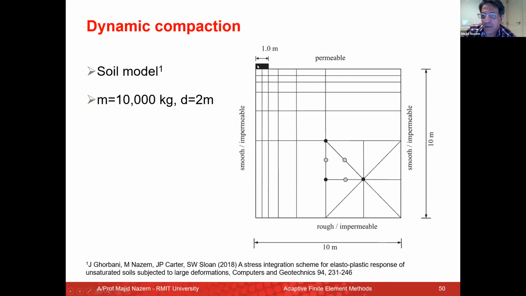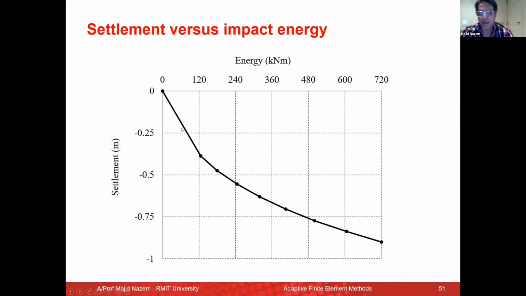So we have a pounder with a diameter of 2 meters, and the mass is 10 tons. And this is the finite element mesh used in this example. I don't have the time to discuss the soil model used in this study, but you can refer to this paper if you are interested. Several analyses were run with different energy levels from 120 kilonewton meter up to, I think, 720, and there was another one at 840, but it is not shown on this plot.